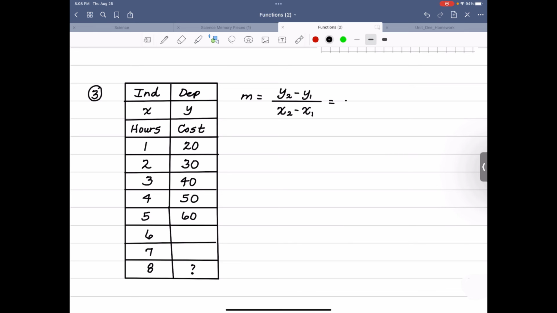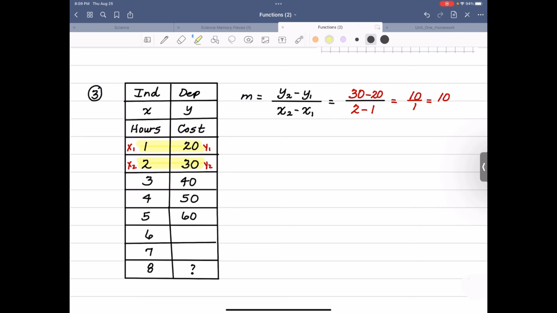And so we need to pick some points. I always just went with the lowest 2 points I could find because usually they're going to be easier numbers to work with. But you can go with any 2 points you want. It doesn't matter. So I'm going to let this be x1 and this be x2. This be y1 and this be y2. So I have 30 minus 20, the change in y, over 2 minus 1, the change in x, and that's going to be 10 over 1, or 10. So the slope, m, is 10.